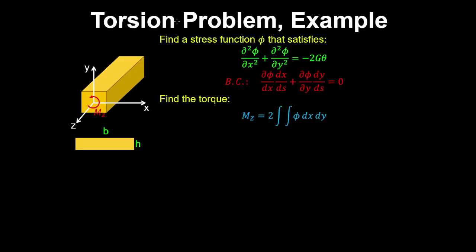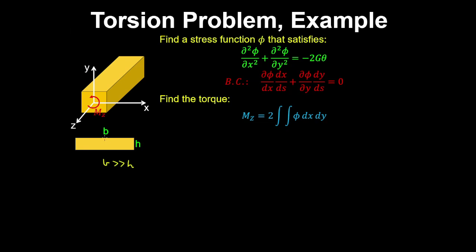Let's solve the torsion problem for a rectangular shaft. And we'll do this for the special case where the width of the shaft is significantly larger than its height, which is true for structural sections such as I-beams.